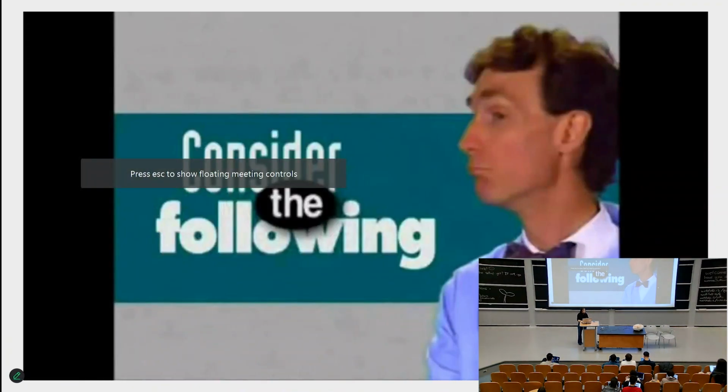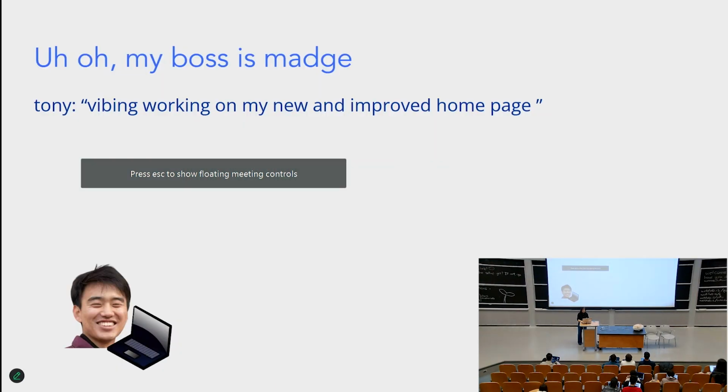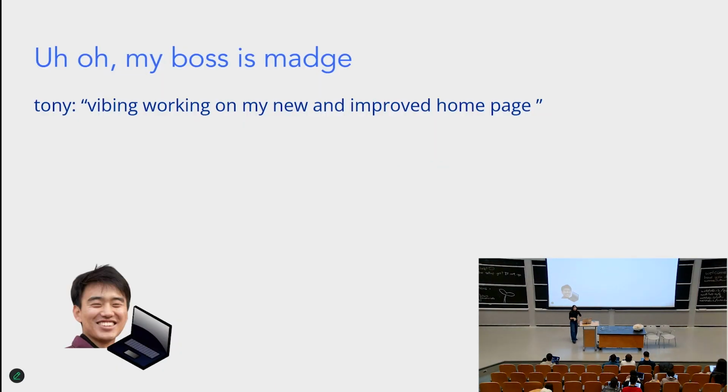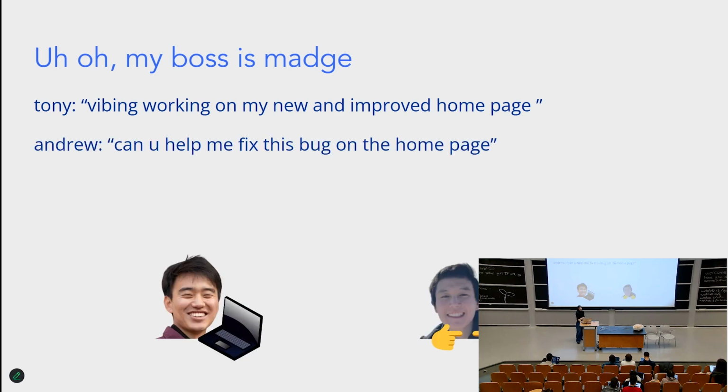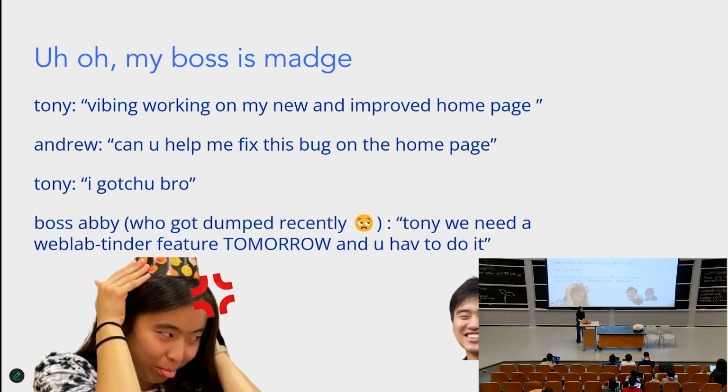OK, so now consider the following. We have a scenario. Tony is working on his new and improved homepage to his website. And then Andrew comes along. Andrew was one of our staff last year. And he's like, can you help me fix this bug on the homepage? And Tony's like, I got you, bro. And then Abby comes in, and she goes, Tony, we need a WebLab Tinder feature to be added to our website tomorrow, and you need to do it right now.